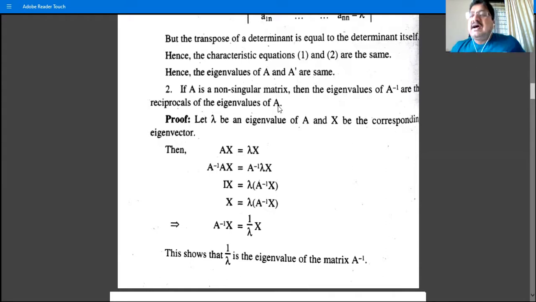Suppose A has the eigenvalues 2, 3, 4. Then what are the eigenvalues of A inverse? They are 1 by 2, 1 by 3, 1 by 4. This is the meaning of this theorem. Suppose A has the eigenvalues 2 and 5. Then what are the eigenvalues of A raised to minus 1, that is A inverse? The eigenvalues of A inverse are 1 by 2 and 1 by 5. Okay, so this is the meaning of this theorem. If A is a non-singular matrix, then the eigenvalues of A inverse are the reciprocals of the eigenvalues of A.